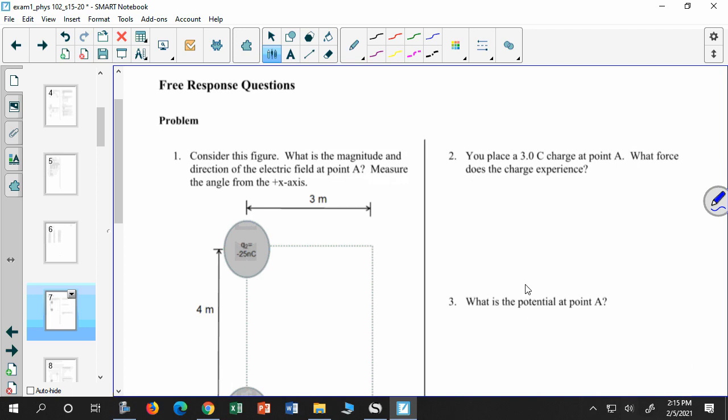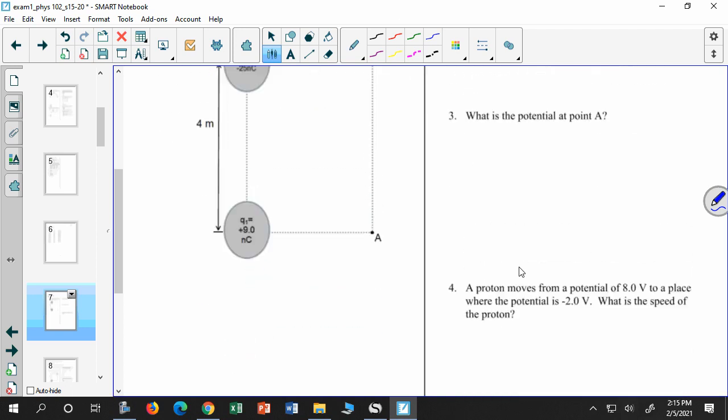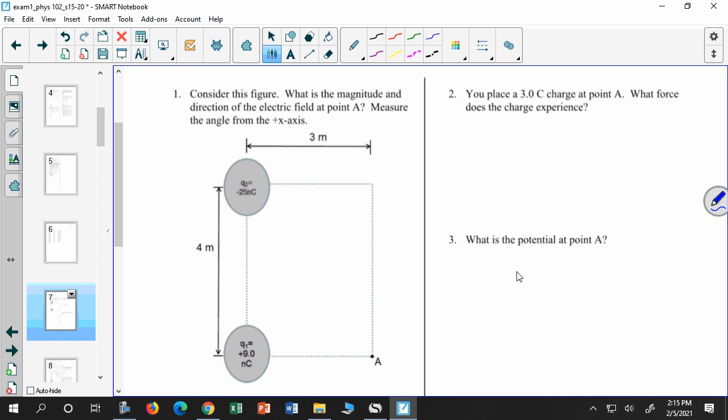This whole page, except I don't have drawing the field lines on this. The first question is, what is the magnitude and direction of the electric field at point A? Measure the angle from the x-axis. As I said, I would have 1, 2, and 3 all in one question. And then there are a couple of subparts as well, like calculate EX and EY, which you have to do anyway en route to the answer, but I just make it a separate question.